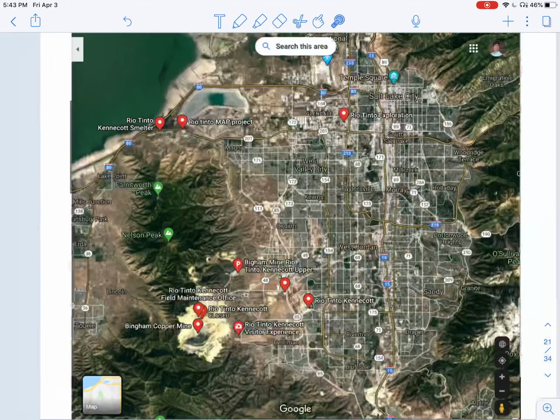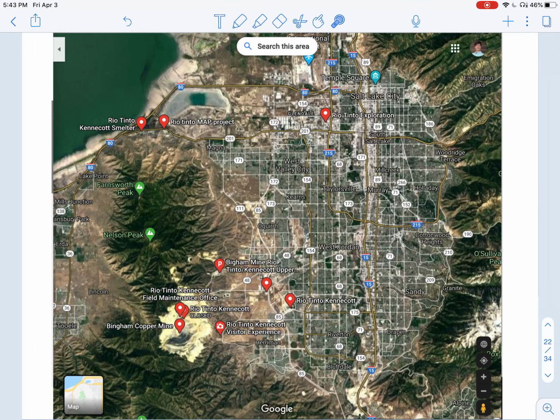I actually looked this up on Google Maps because I was curious. And here's Salt Lake City. And here is the Bingham Copper Mine Complex. So this massive, massive, massive place is right over here. Notice this is 3 miles. That's like a huge chunk of the city's worth of room there. So there's the Bingham Copper Mine.